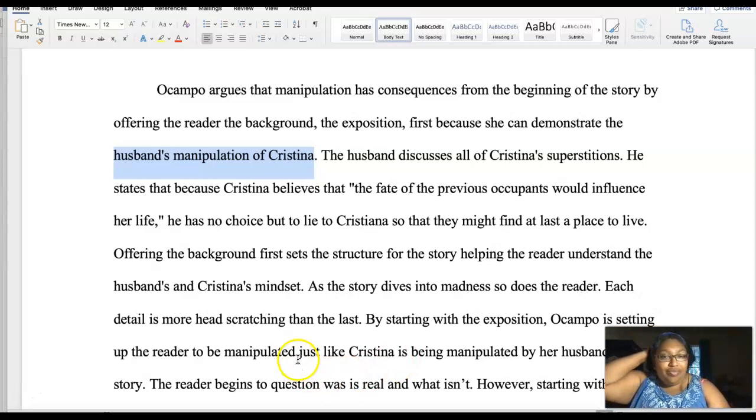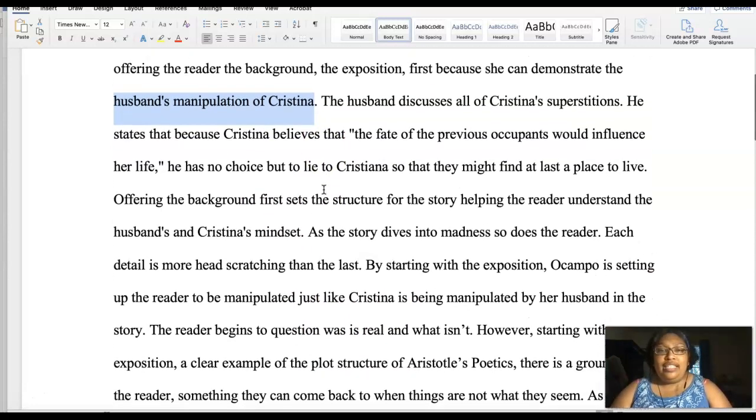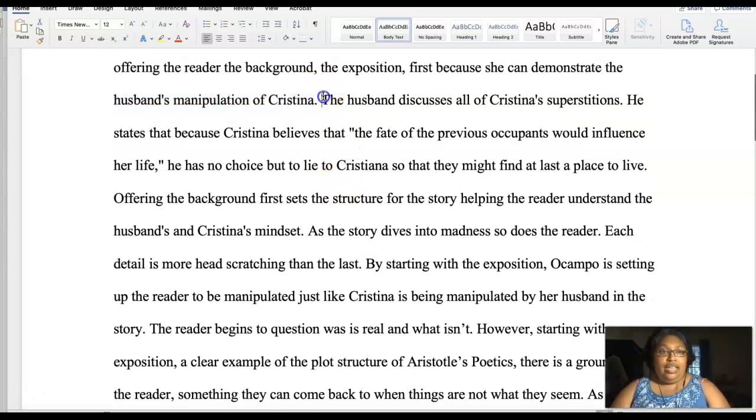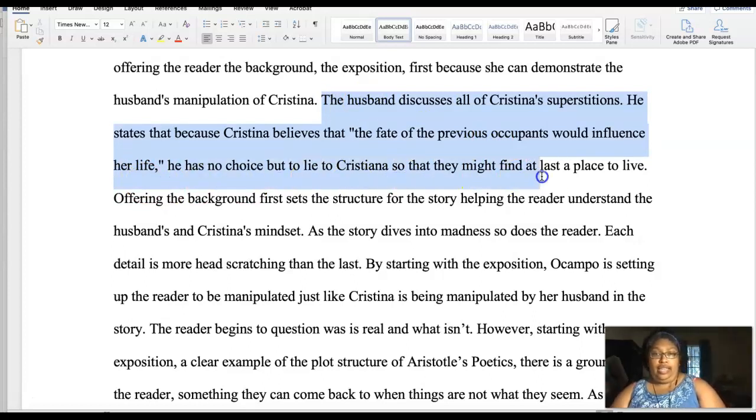Okay, so the next sentence. The husband discusses all of Christina's superstitions. He states that Christina believes that the fate of the previous occupants would influence her life. He had no choice but to lie to Christina so that they might find at last a place to live. Okay, so do you see how she is setting up the quote here?